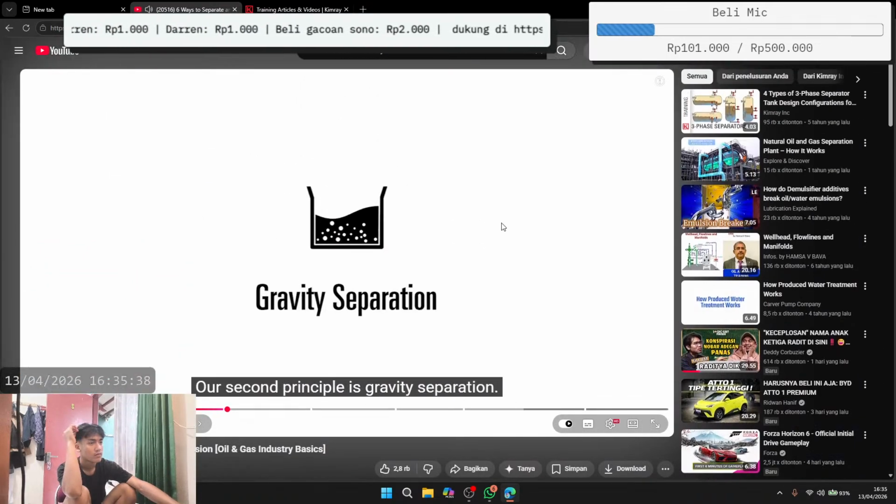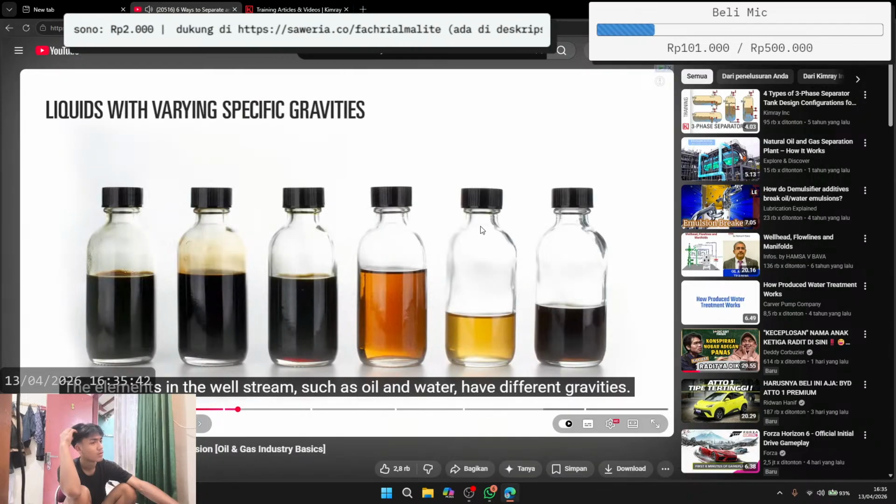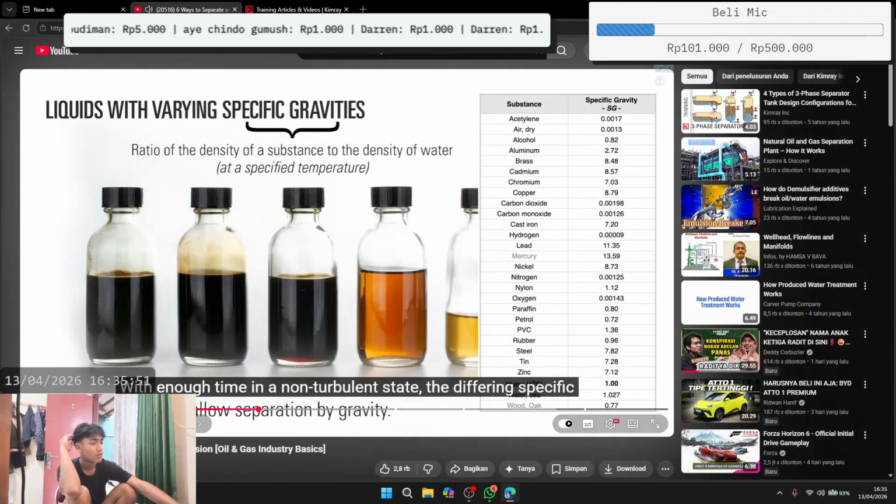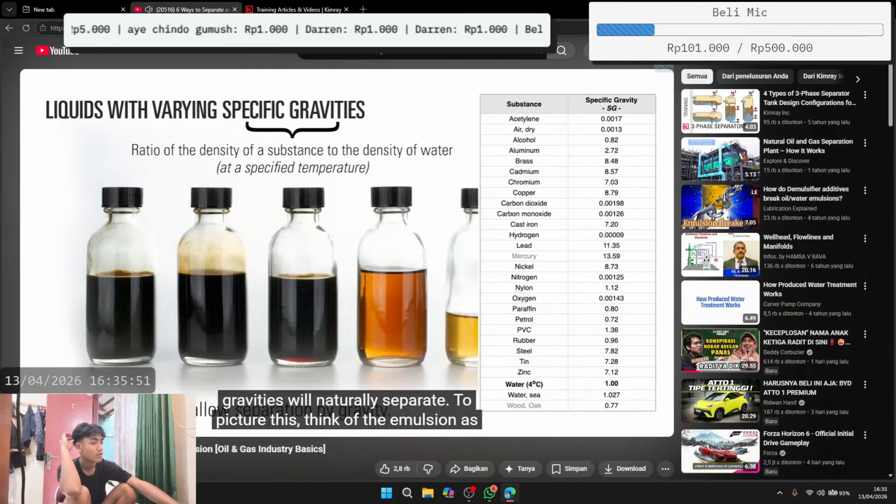Our second principle is gravity separation. The elements in the well stream, such as oil and water, have different gravities. The density differences allow water to separate by gravity. With enough time in a non-turbulent state, the differing specific gravities will naturally separate.